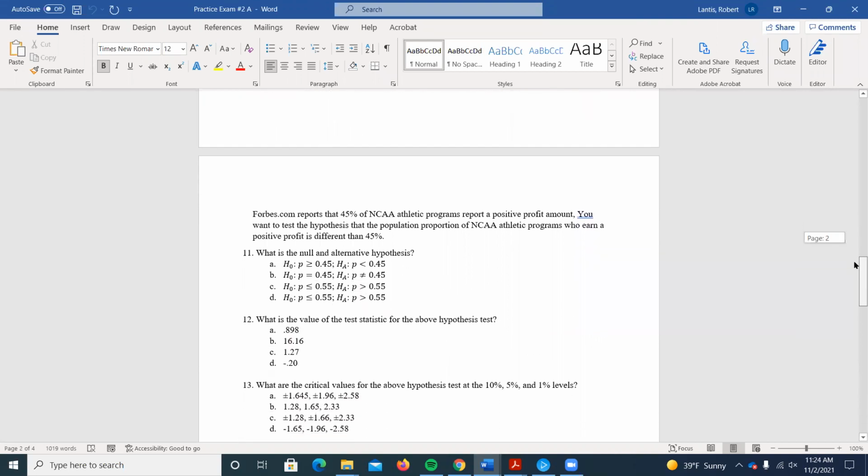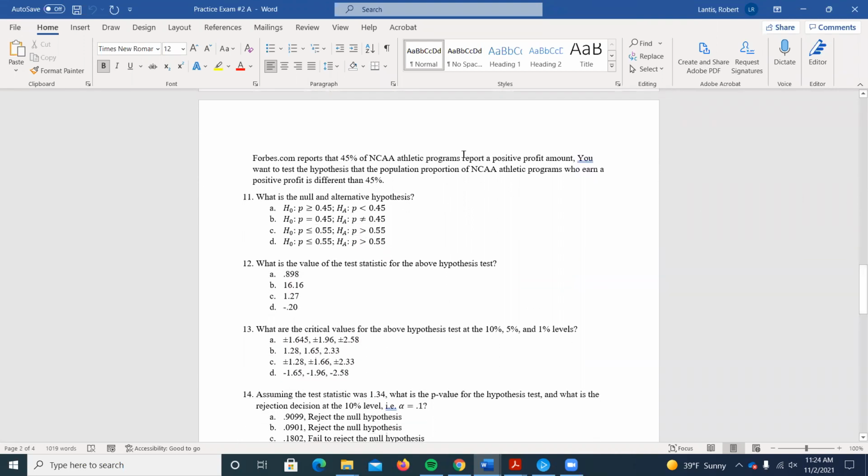So let's say we've got the exact same data, but now we've got this report from Forbes that says that 45% of NCAA programs are profitable. We want to test for whether or not that true population proportion is different from this reported amount. So what you want to test for is your alternative hypothesis. So we'll write out, I want to know, is it not equal to 0.45, right? We assume the opposite is true, or the null hypothesis over here is that it's exactly equal to 0.45, okay?